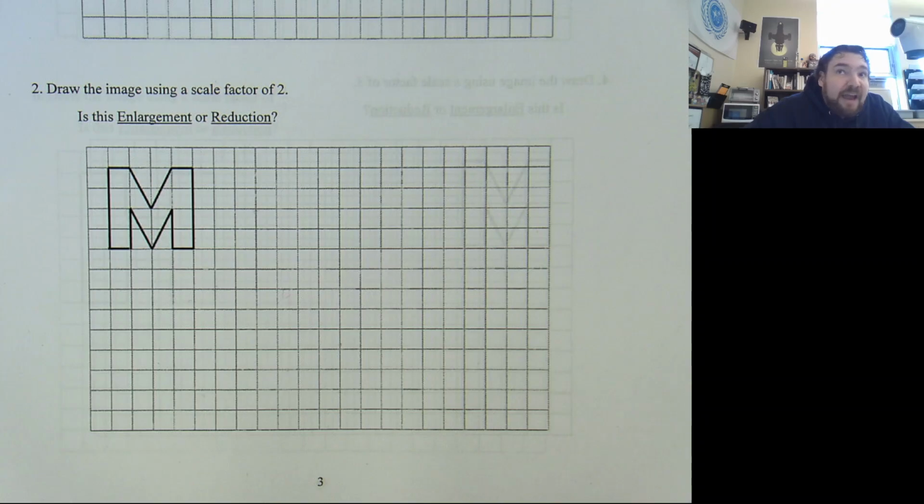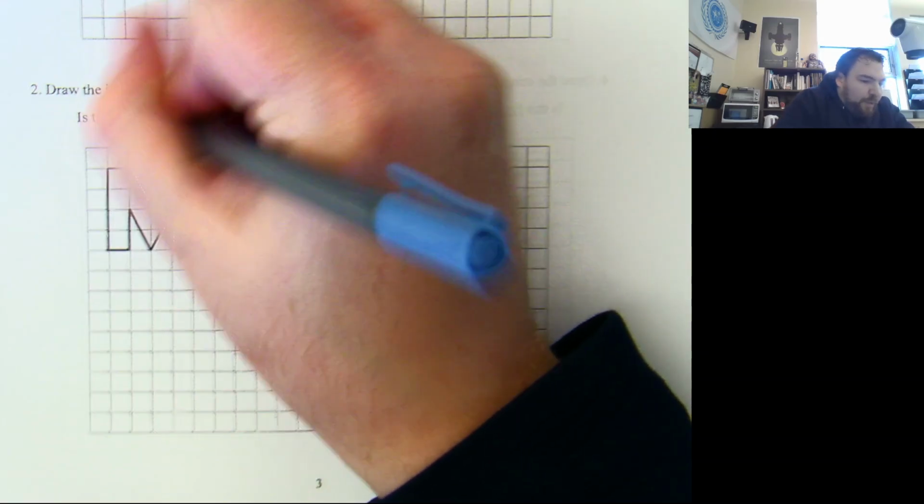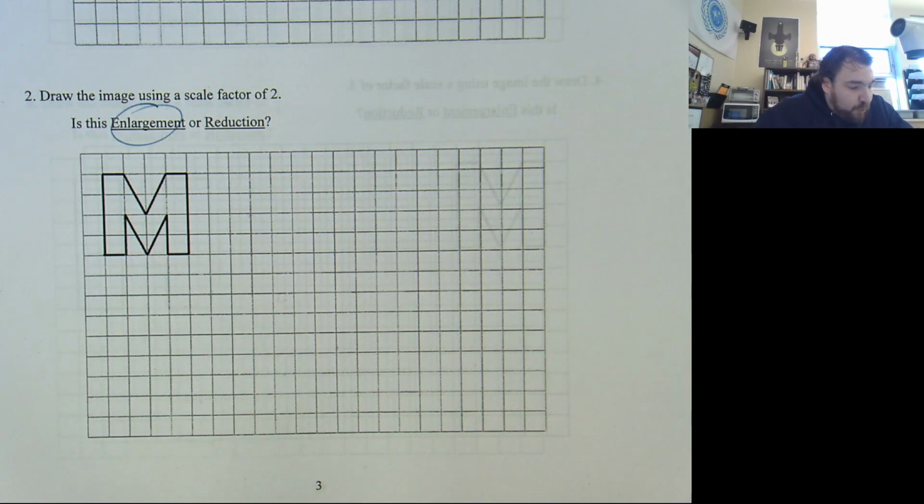We have the letter M. The letter M is nice. The letter M is just a bunch of straight lines. So we want to redraw this using a scale factor of 2. So is this an enlargement or a reduction? It's an enlargement. We are going to make the letter M twice as big.